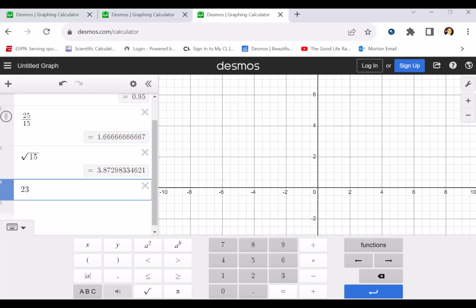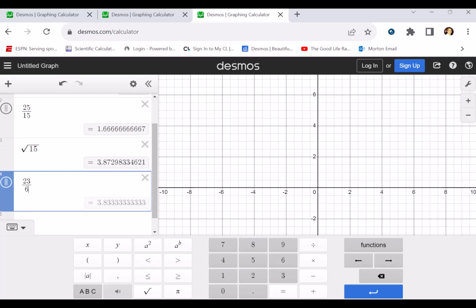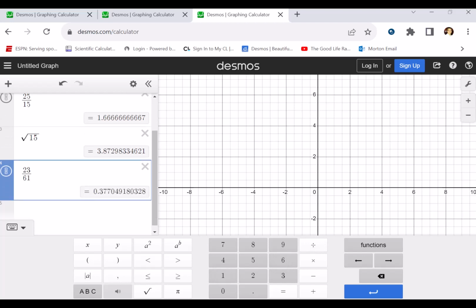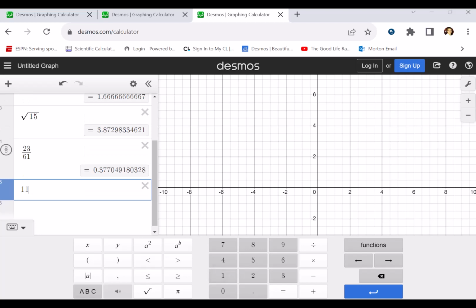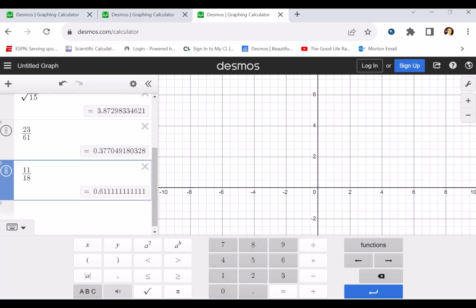We had 23 over 61. So that's going to be 0.377. And then we also had 11 over 18, which is 0.61. So of course 11 over 18 is going to be larger, so we're going to eat that one up.